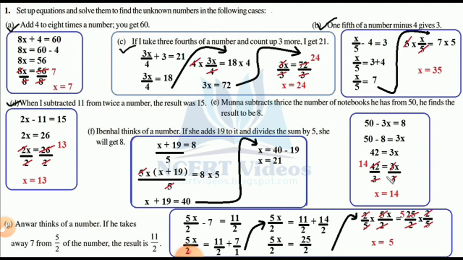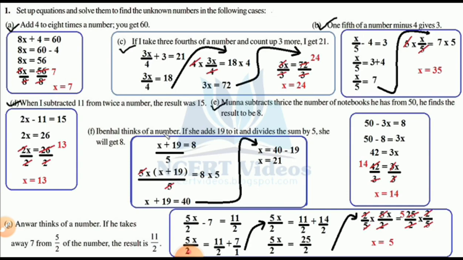Divide by 3 on both the sides. So x is equal to 14. Easy. Check the answer by putting the value in the equation. x is equal to 14. Where you find x, you can put the value. You will see both the sides, left side and right side, are equal. Okay.